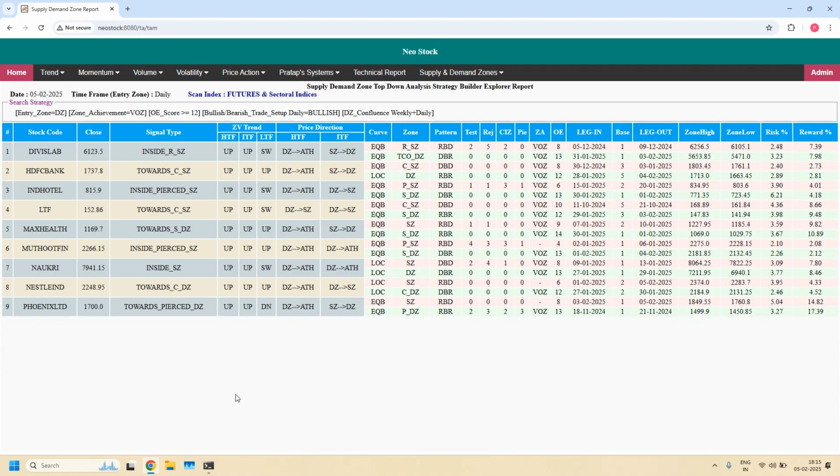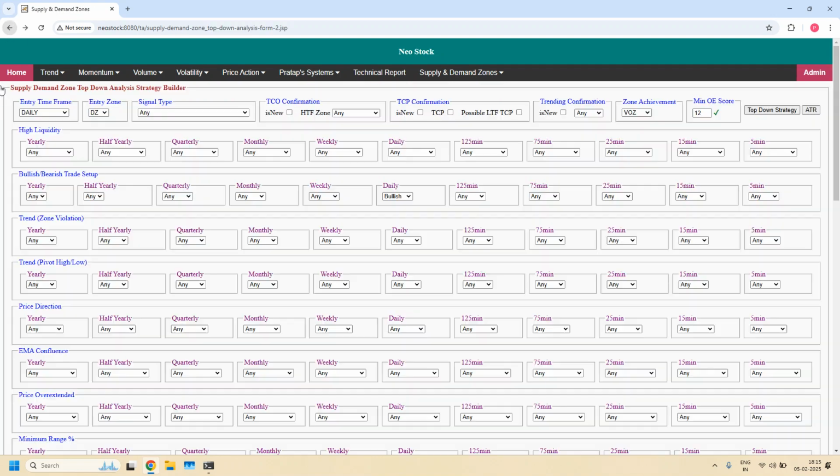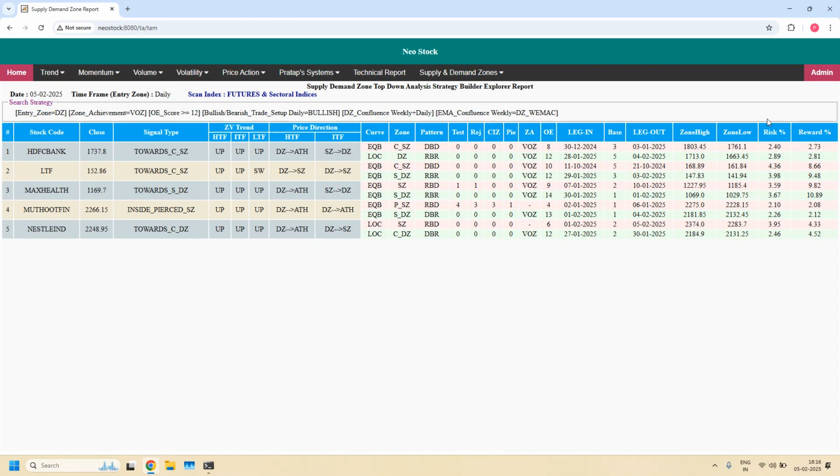In all these 9 stocks, these daily demand zones are overlapped with weekly demand zones. That means they are part of the weekly demand zone. That's why if a weekly demand zone has weekly EMA, they are even more high probability trade setups. Moreover, weekly trend is up in all these stocks. ITF trend is weekly. So in the EMA confluence, I am setting the filter on weekly time frame, weekly demand zone having weekly EMA confluence. With this filter, now the list has come down to 5 stocks. So these 5 daily demand zones are even more high probability trade setup supported demand zones.